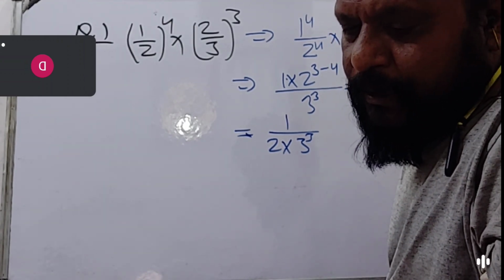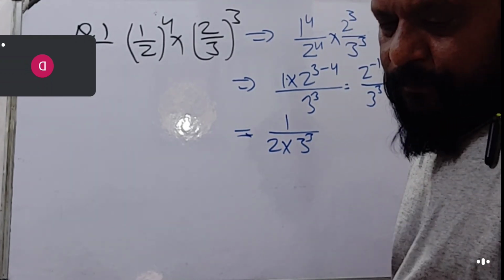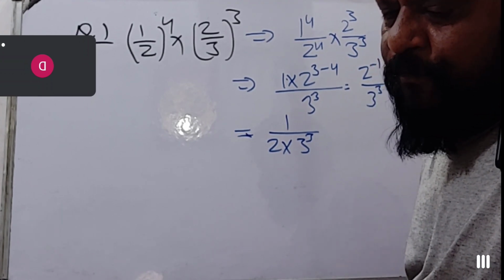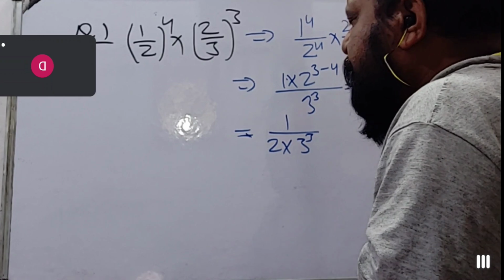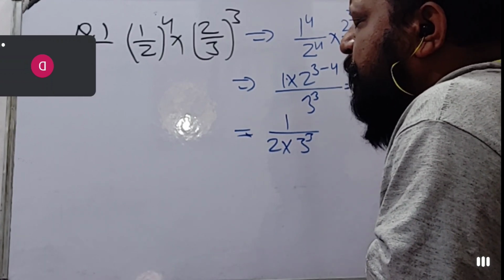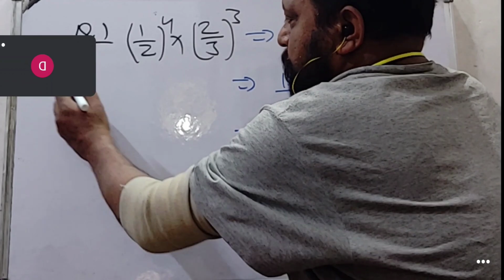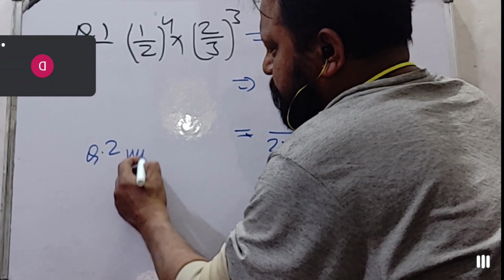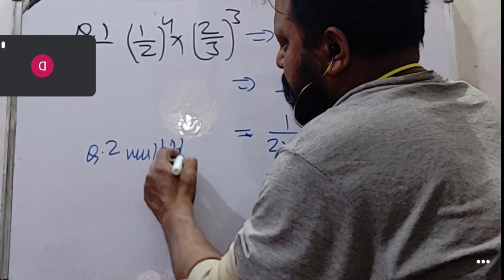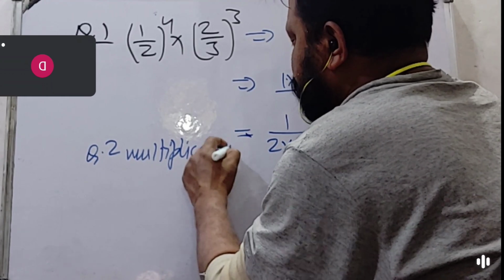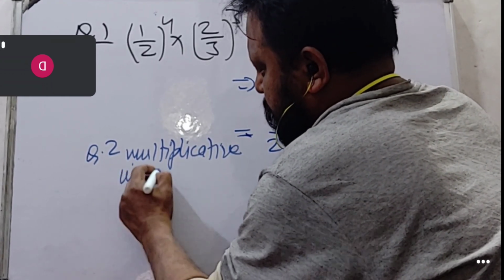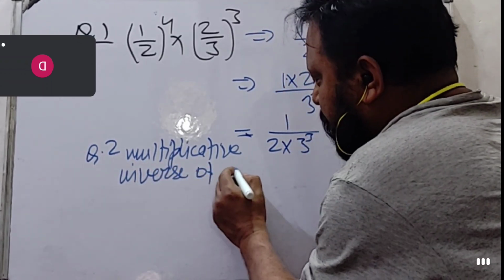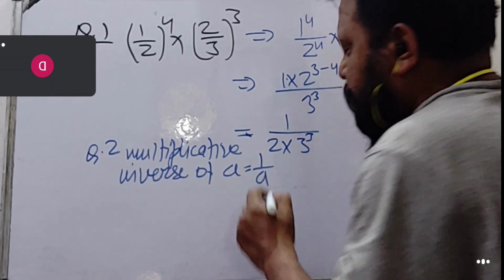Multiplicative inverse. Question number 2. Multiplicative inverse of a is equal to 1 upon a. Alright, fine.